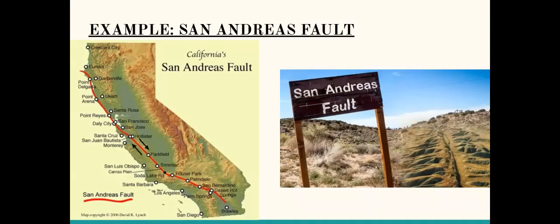San Andreas and the state of California are on a fault line where there's two plates that create a transform boundary. They're sliding up and down next to each other. And every so often, San Andreas and the area around there is hit by an earthquake.